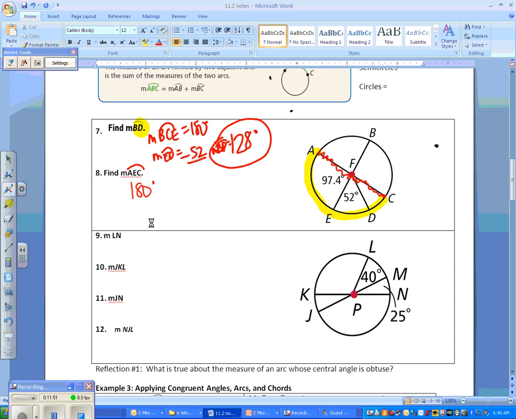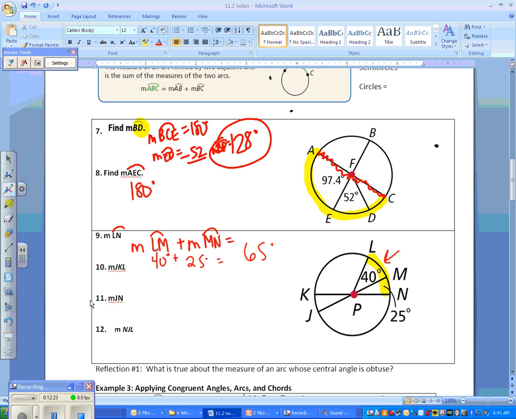Okay, let's see if we can do some harder ones. Number 9, find measure of minor arc LN because it's only 2 letters. So L to N, the shortest route is going to be this one. Well, we know that that is going to consist of the measure of arc LM plus the measure of arc MN. And we already know what those numbers are. LM is 40 degrees and MN is 25 degrees. So all we have to do is add them up and our answer is 65 degrees.